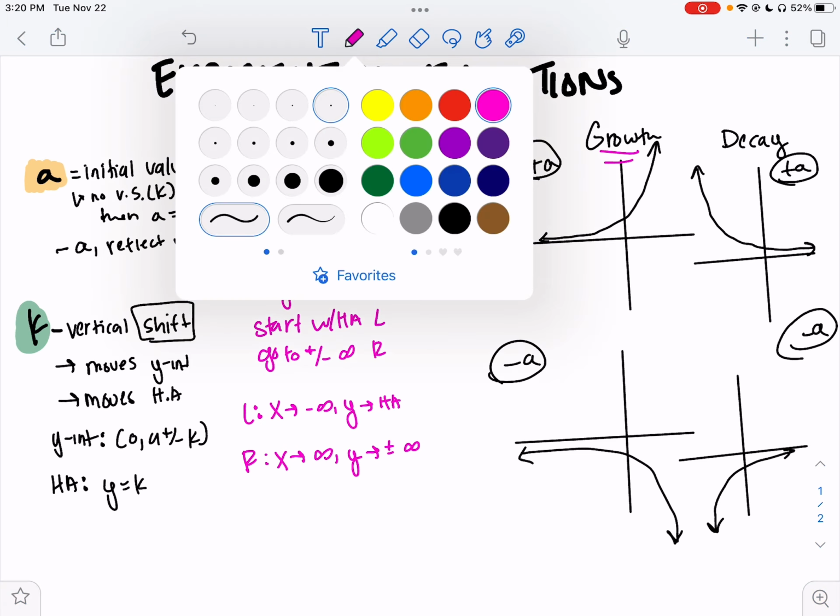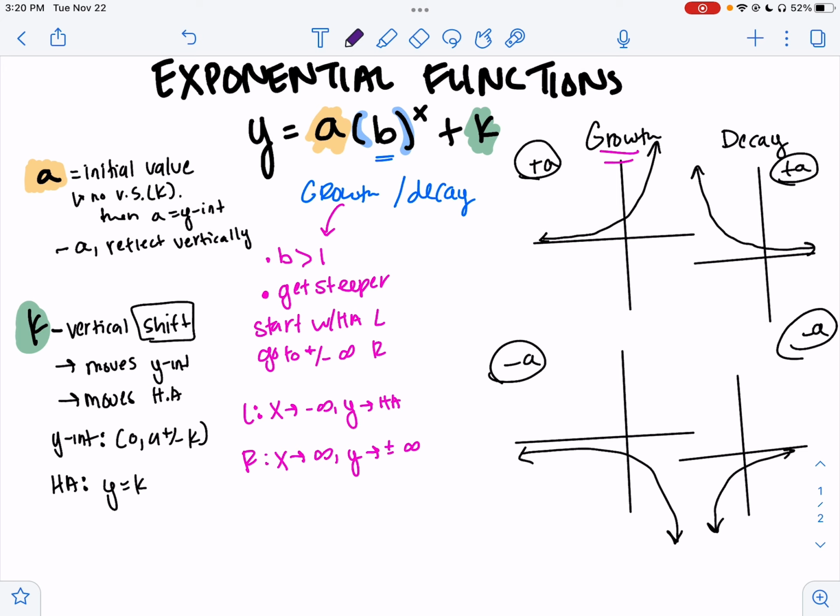Decay, on the other hand, is similar, but most of the things are switched just a little. Decay happens when your b value is less than 1, but also greater than 0. If b is a negative number, it's not actually exponential. b must be between these two. These ones get flatter. They start on the left really steep and flatten out to their horizontal asymptote. So these start at positive or negative infinity and go to their horizontal asymptote.